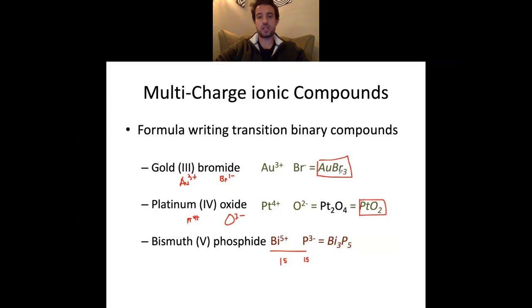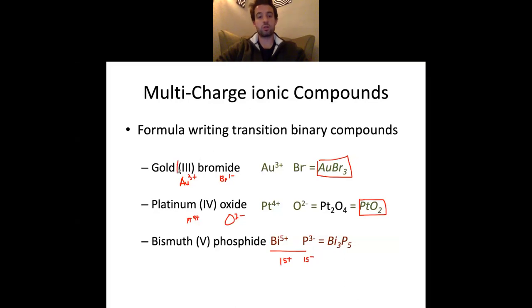I'm just taking this number and multiplying it by the charge, and then making sure the positive and negative charges are equal on both sides. That's kind of the goal. So that hasn't really changed. What will change then is going from a formula to a name.